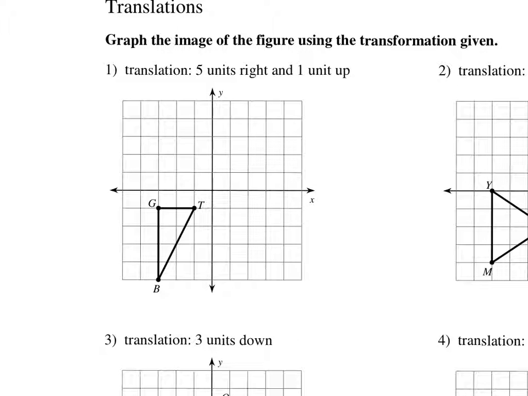So we are translating different graphs of images. On this first one, we are going to be translating the triangle 5 units to the right and 1 unit up. So at each point, I'm going to go 5 to the right, 1, 2, 3, 4, 5, and 1 unit up. And I'll make my new point, my new G point.